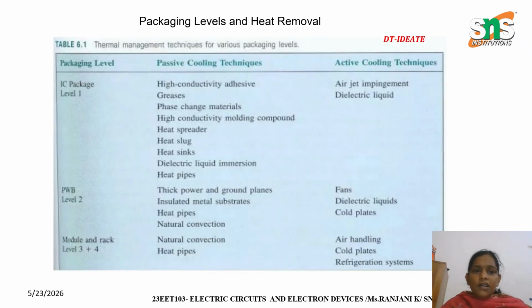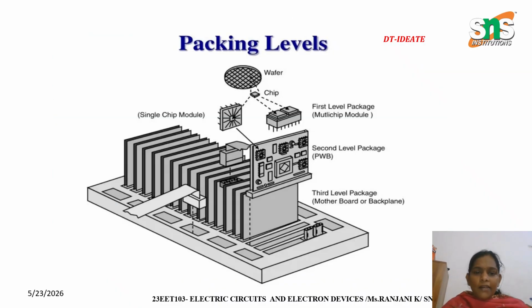Next, packaging levels and heat removal. This table represents the passive cooling techniques and active cooling techniques, and these are the ways the temperature is maintained. These are the packaging levels. If you open the system or a CPU, you will see something like this. There will be a coolant, so that if the system is overrun, the fan will automatically turn on and reduce the temperature, so that thermal management is done.